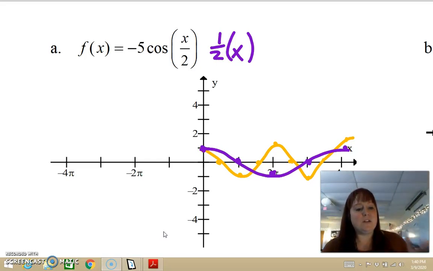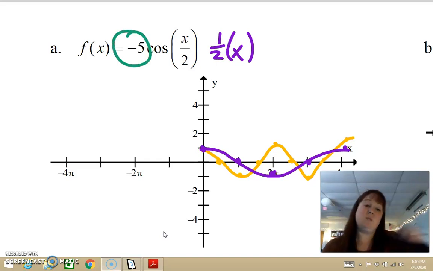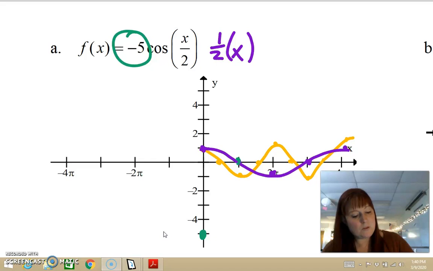Okay, last but not least, that's all we've got time for right now in this video is this -5. So remember, that's going to multiply all of my y values by -5. So instead of being at +1, I'm going to be at -5, which if you remember, that negative just flips it over the x-axis. So then this one's going to go here. This one's going to be at positive 5. So again, this has just changed my amplitude, and it flipped it because of the negative.